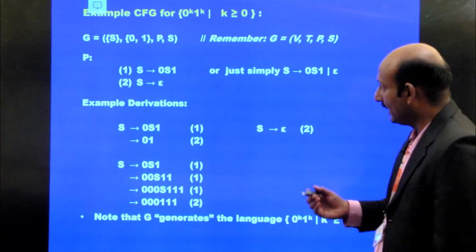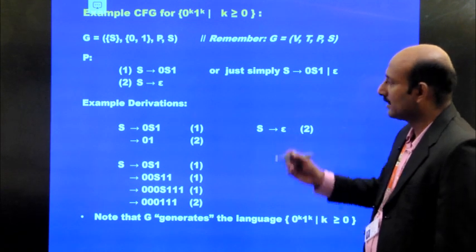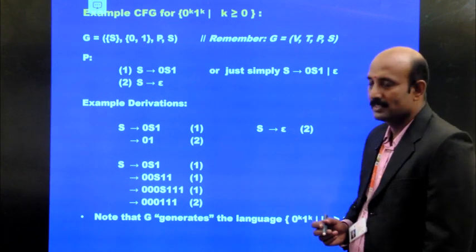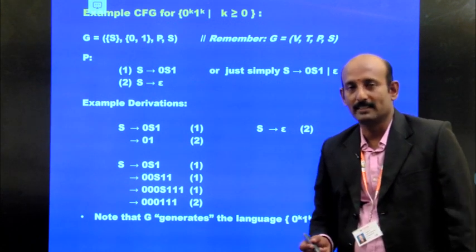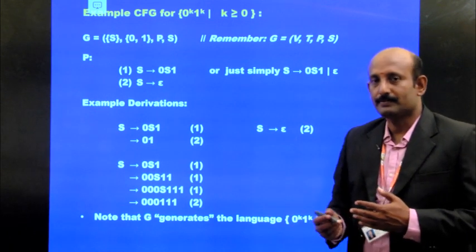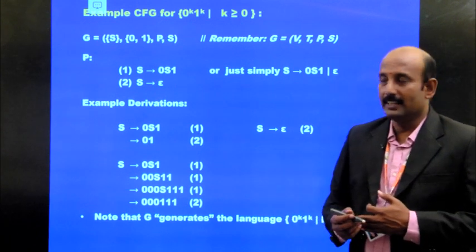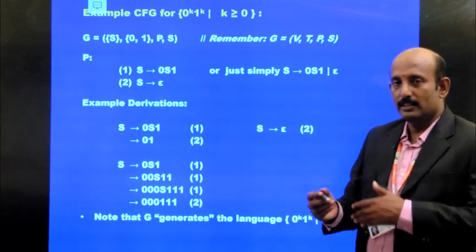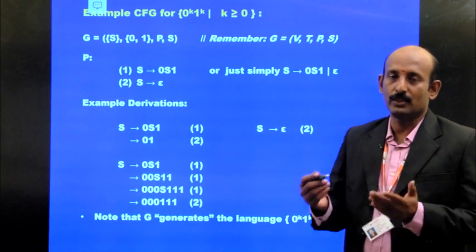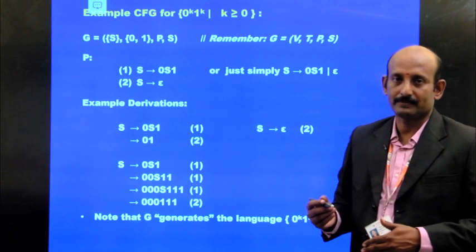Now let's see an example of a context free grammar: 0 power k, 1 power k, where k is greater than or equal to 0. We have to show whether it is a context free grammar or not. By seeing this example, we can do derivations on the right side of these productions, replacing non-terminals with terminals.